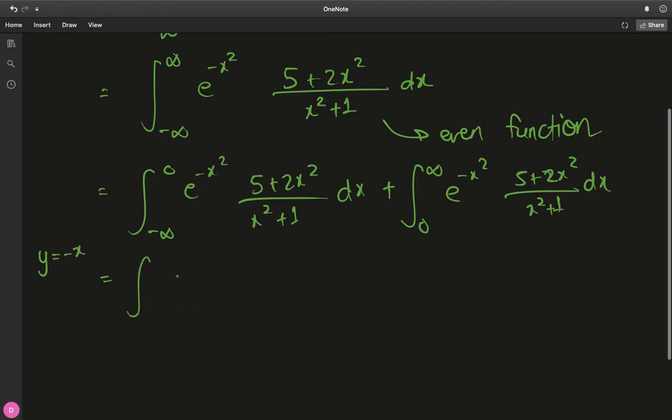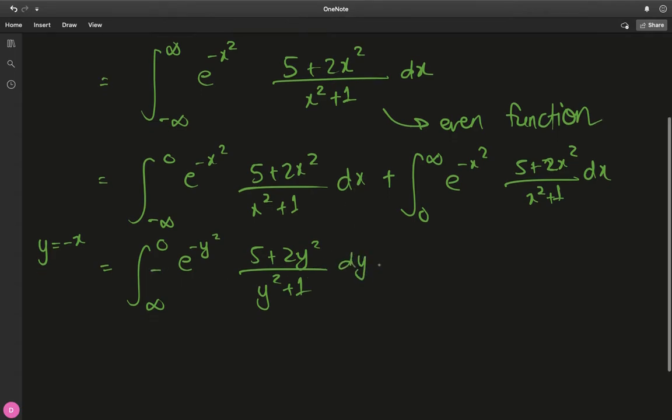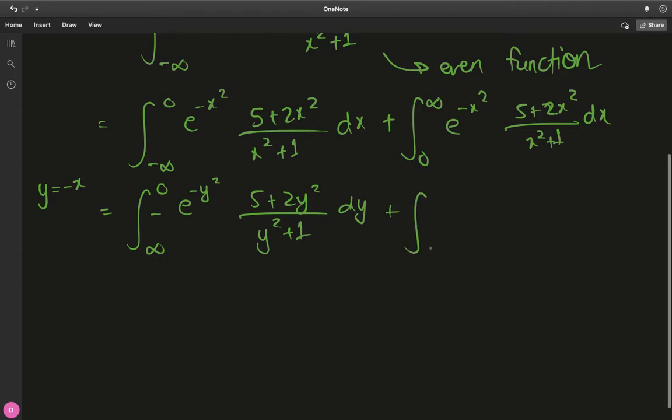So we have the integral now from infinity to 0 of e raised to negative y squared times (5 plus 2y squared) divided by (y squared plus 1), because y is negative x and x is negative y, so negative y squared is again going to be positive, and dx is negative dy, plus this other integral is unchanged: e raised to minus x squared times (5 plus 2x squared) divided by (x squared plus 1) dx.